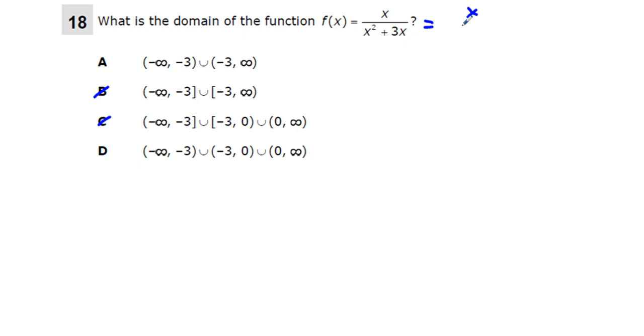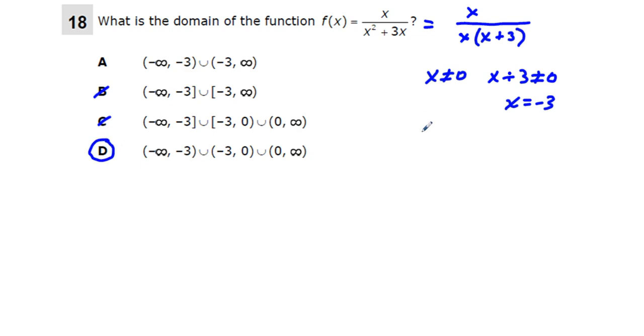If we have x on the top and to factor the bottom, we factor out an x. We're going to have x times quantity x plus 3. So x cannot equal 0, and x plus 3 also cannot equal 0. So x cannot equal 0, nor can it equal -3. So really, our only answer choice that makes sense for us is this.